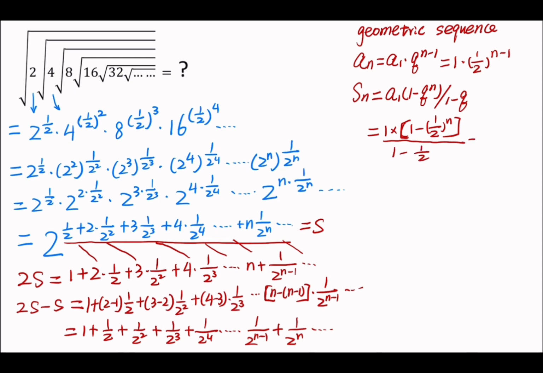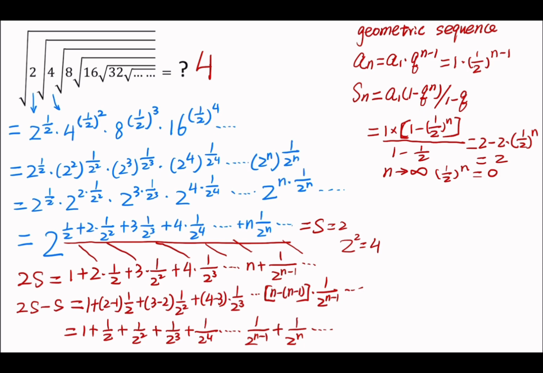So it is actually equal to 2 minus 2 times 1 over 2 to the power of n. When n is infinity, 1 over 2 to the power of n equals 0. So this sum is actually equal to 2. The sum equals 2, which means s equals 2. So 2 to the power of 2 is 4. So the value of this number is actually 4.